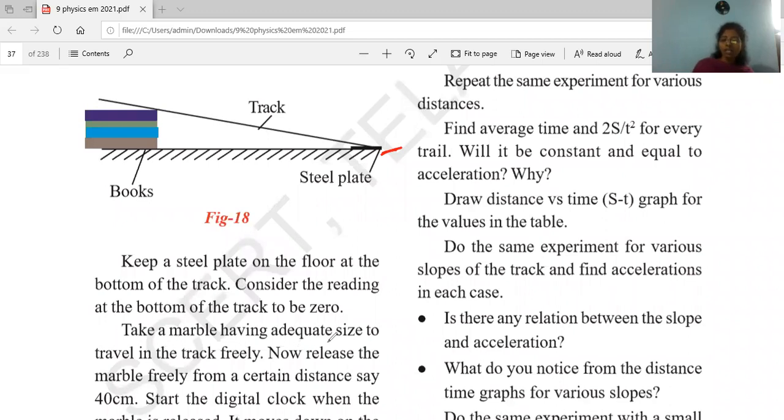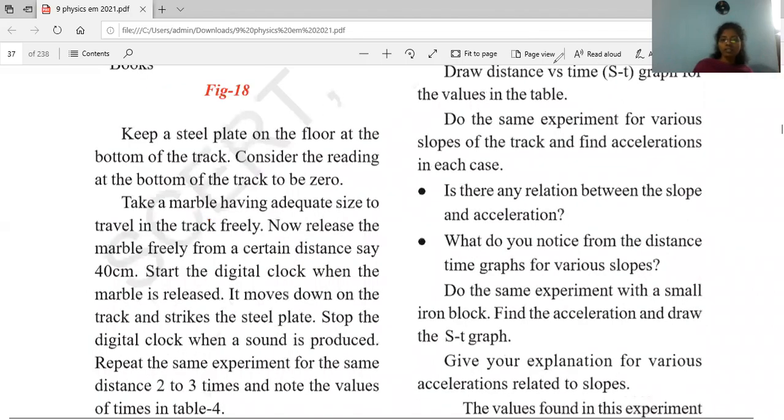Now take a marble of adequate size to travel in the track freely. We have to take one marble which moves freely on this track from top to bottom. Now we have to release the marble freely from a certain distance, say 40 centimeters. For example, if you place the marble here, from here to here the distance is 40 centimeters. When we release the marble, we start the reading, that means we start the digital clock.